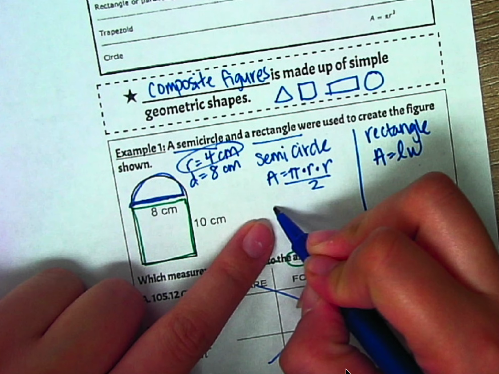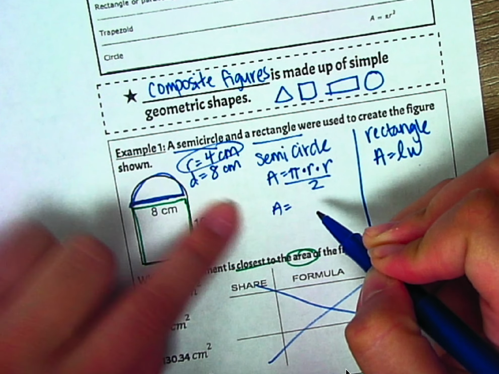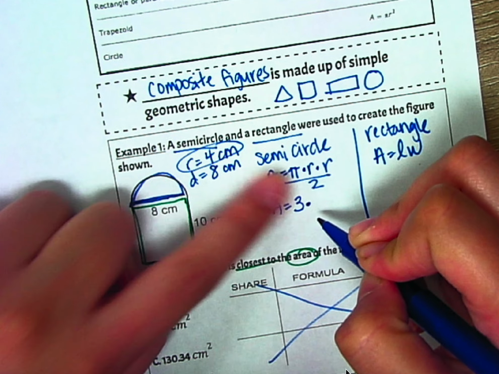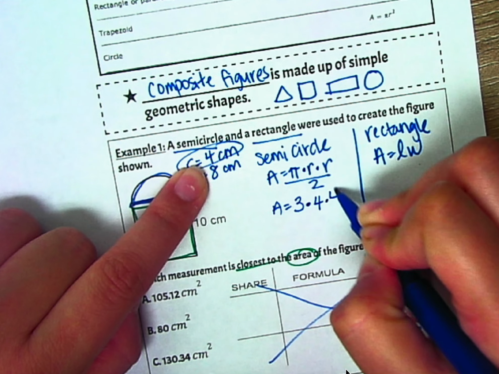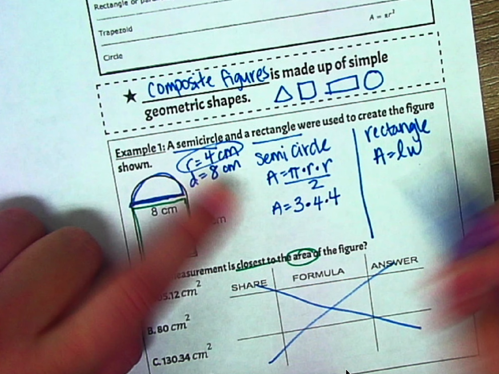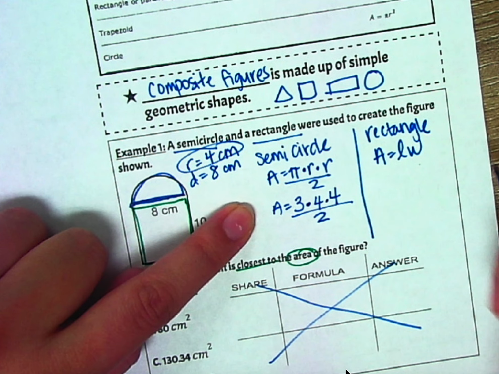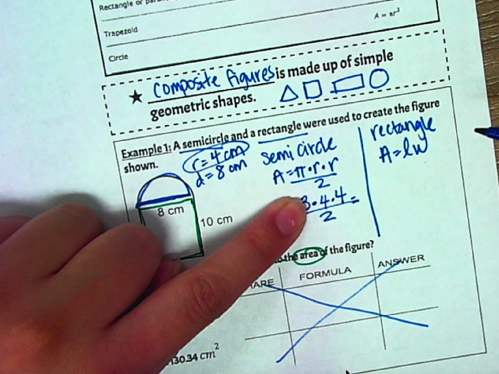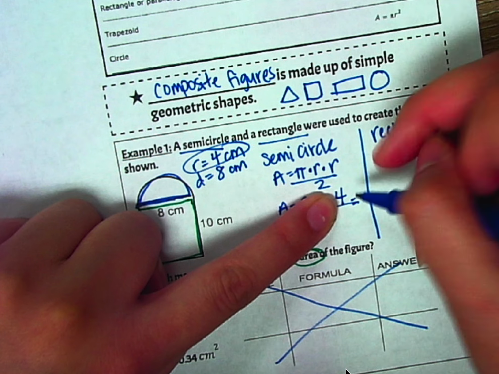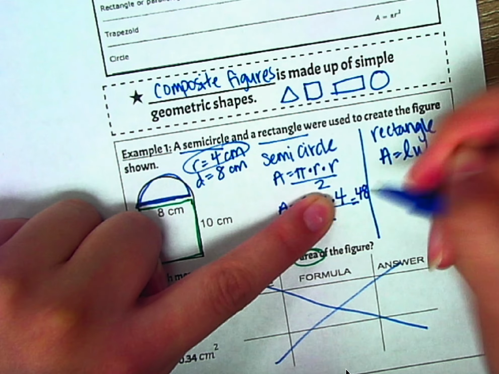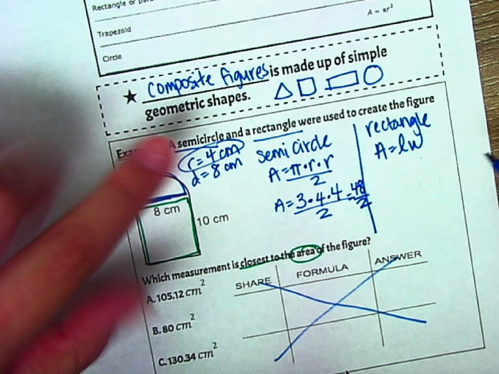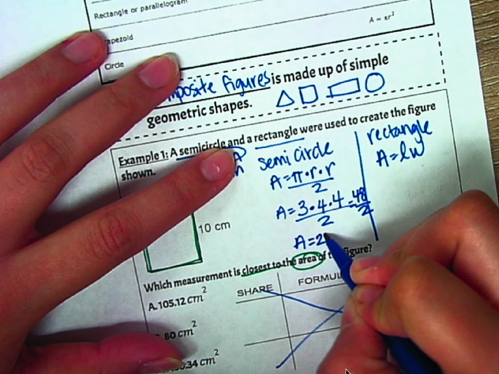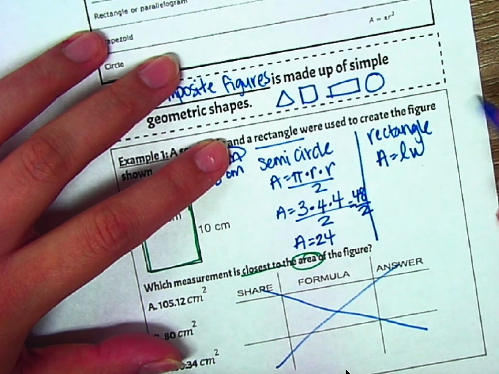So I'm going to put A equals pi. I know I used the number 3. r is 4. And 4 again. Divide the whole thing by 2. So I'm going to go ahead and multiply the top part. So 3 times 4 is 12, and 12 times 4 is 48. 48 divided by 2. So what is half of 48? That's 24. Okay.